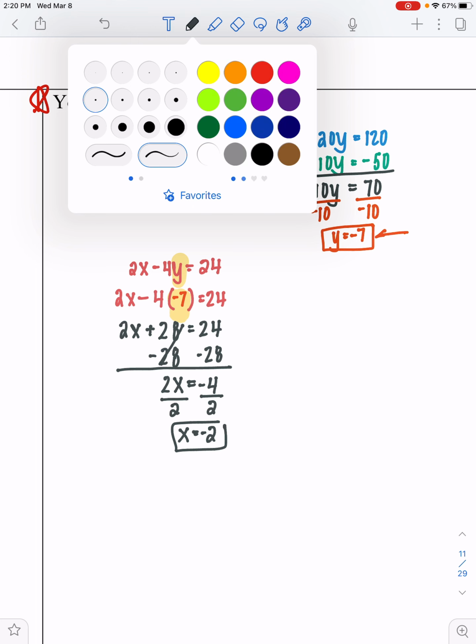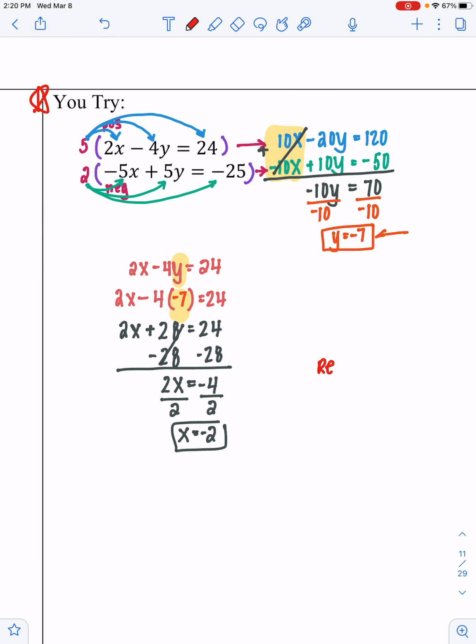Do not leave your final answer like this. We did all this work. So let's rewrite, and we want our final answer to be in coordinate form, which means the point x, y. x was negative 2, y is negative 7. That is our final answer.